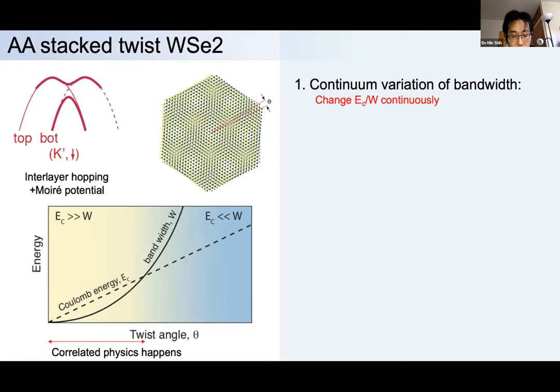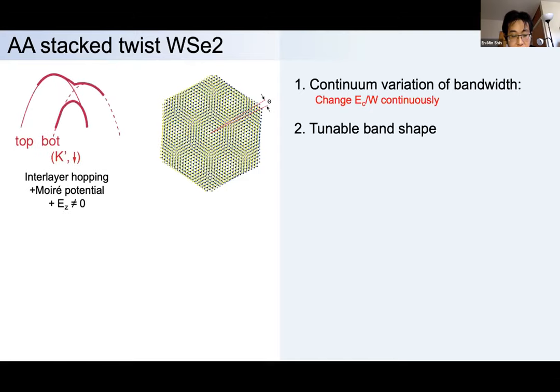So there will be a region of angle where the bandwidth or kinetic energy is smaller than the Coulomb interaction energy, where the correlated states can be formed. And because the ratio of interaction energy to kinetic energy is continuous, the correlated state won't change drastically over a small angle range, and the angle disorder is smaller. And the correlation strength can be tuned from weak to strong as we vary the angle. Furthermore, in this system, the band shape can be changed by a vertical electric field, which might affect the correlated state in the weak coupling region.